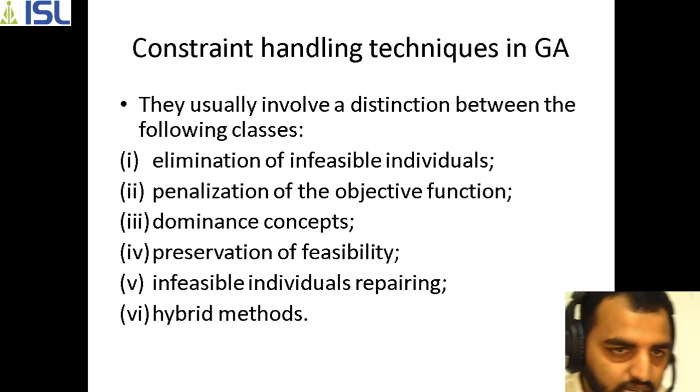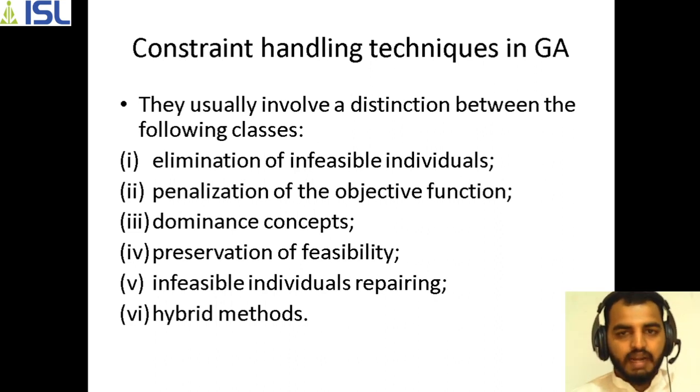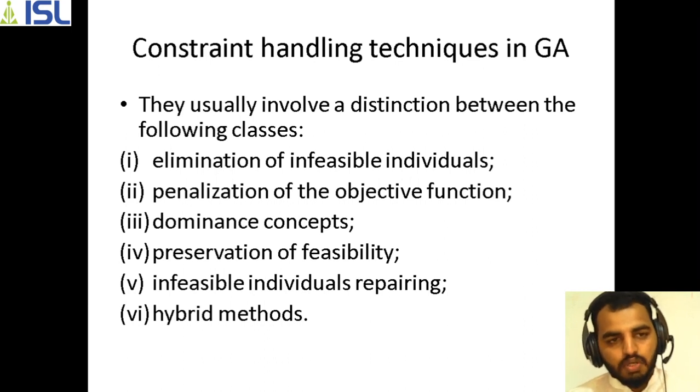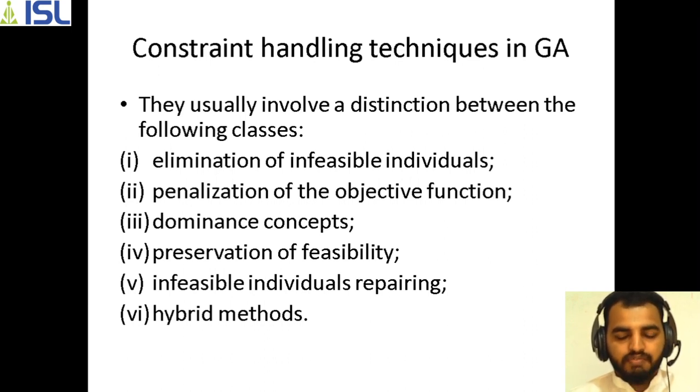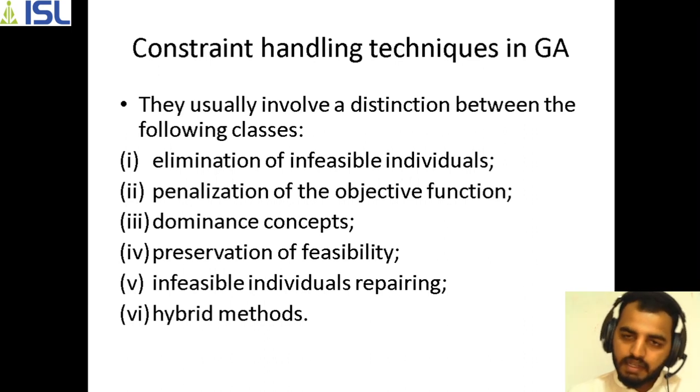Now, what are the constraint handling techniques in genetic algorithms? They usually involve the following cases. The first one is elimination of infeasible individuals, then penalization of objective functions, dominance concept, preservation of feasibility, infeasible individual repairing, and the last one is the hybrid method. These are the constraint handling techniques in genetic algorithm.